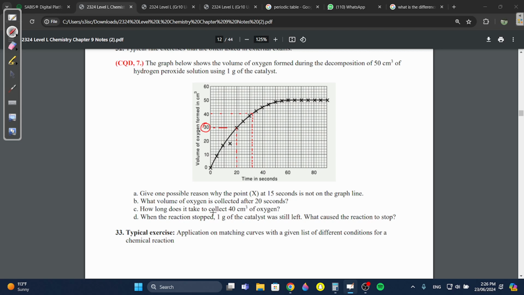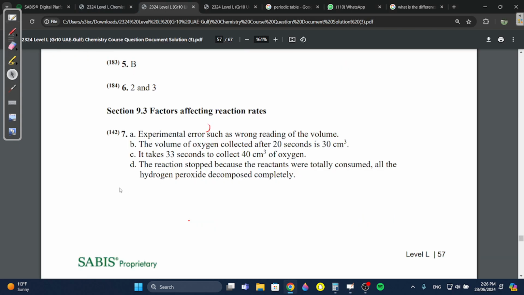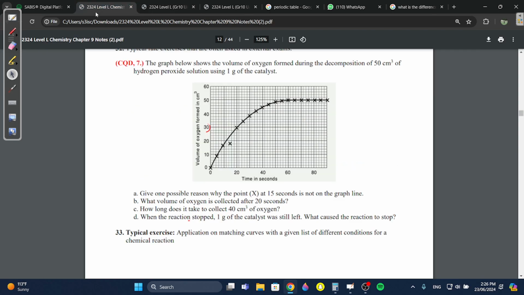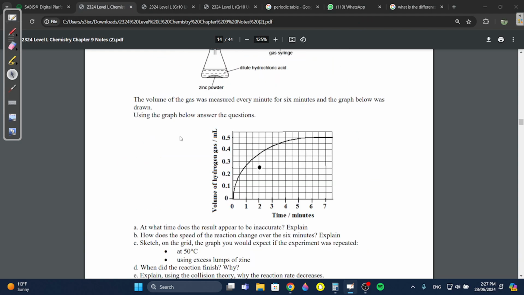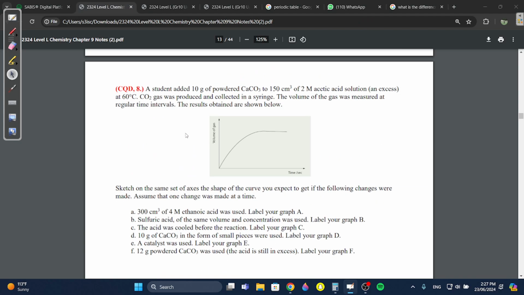How long does it take? When the reaction stopped, 1 gram of the catalyst was still left. What caused the reaction to stop? Obviously, all the reactants were used up. Yeah, the reactants were fully used up. Questions like these always come. Okay, we'll go with them.